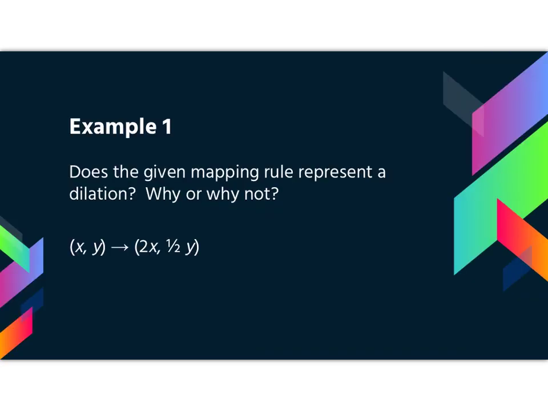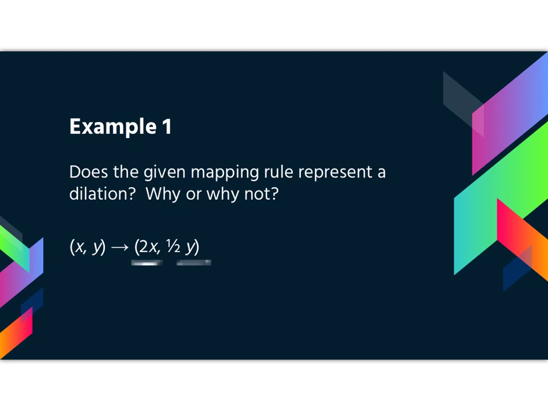For example 1, we're just supposed to look at the mapping rule that's provided and figure out if it represents a dilation and explain why or why not. So looking here, we have (x, y) goes to (2x, 1/2 y). So I noticed that we're multiplying x and y, which is good, right? To do a dilation, we have to multiply. But I noticed that here we're multiplying by 2, and here we're multiplying by 1/2. So in this case, this is not a dilation because we're not multiplying x and y by the same scale factor. And we know for a dilation to occur, x and y have to be multiplied by the same scale factor.